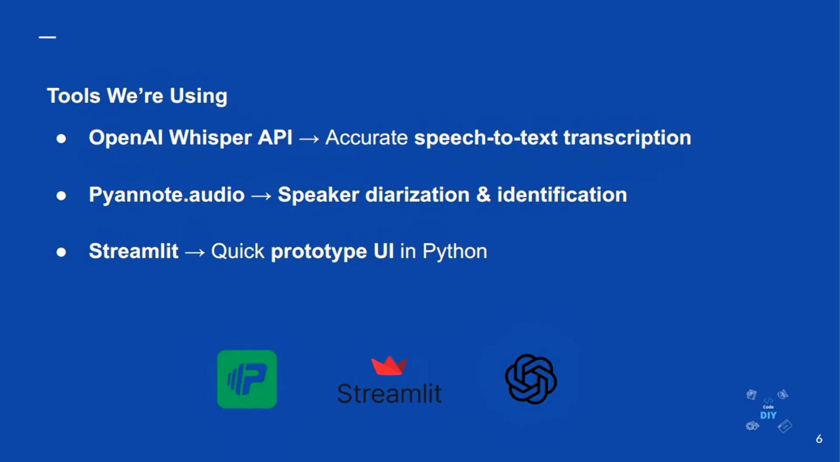For the tools we're using, we're going to be using the OpenAI Whisper model, which is an accurate speech-to-text transcription model. The next is Pyannote audio, which is going to help us with speaker diarization and also identification of speaker labels. And finally, we're going to be using Streamlit to prototype our UI. So without further ado, guys, let's get started.